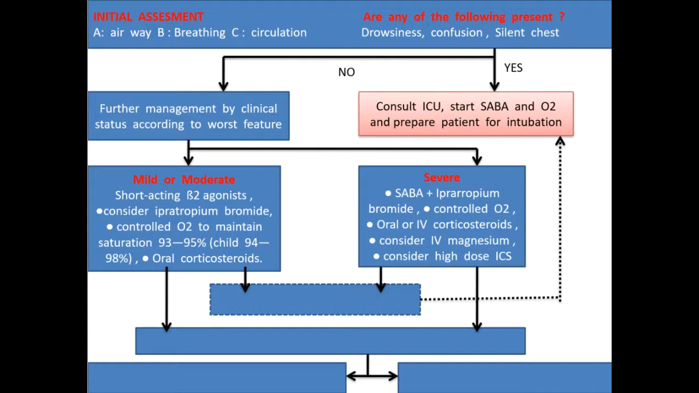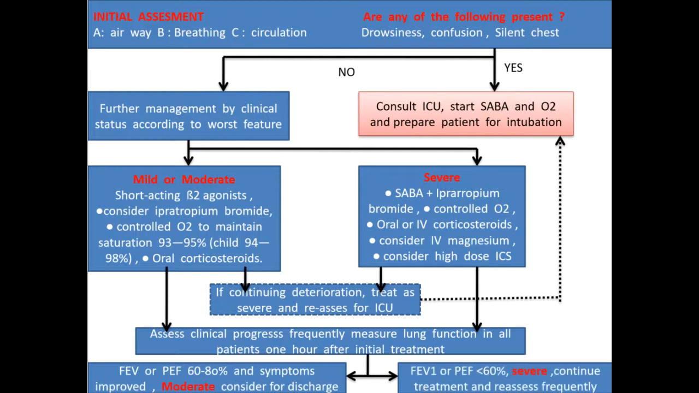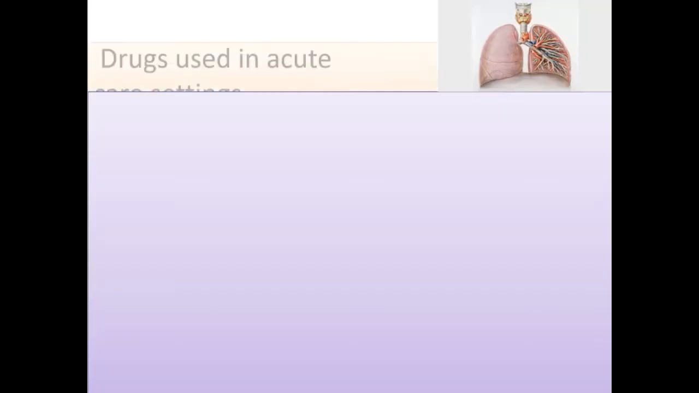Consider IV magnesium. Consider high-dose ICS. If continuing deterioration, treat as severe and reassess for ICU. Assess clinical progress frequently. Measure lung function in all patients 1 hour after initial treatment. FEV1 above 60% and symptoms improved, moderate: consider for discharge. FEV1 below 60%, severe: continue treatment and reassess frequently.